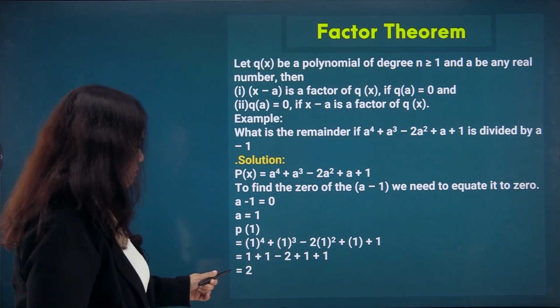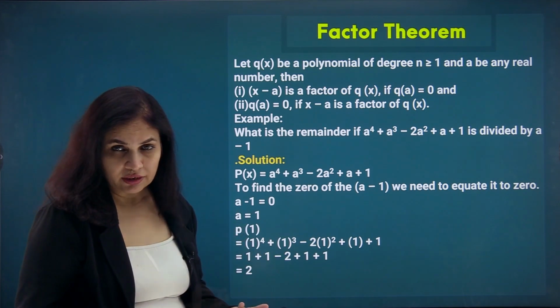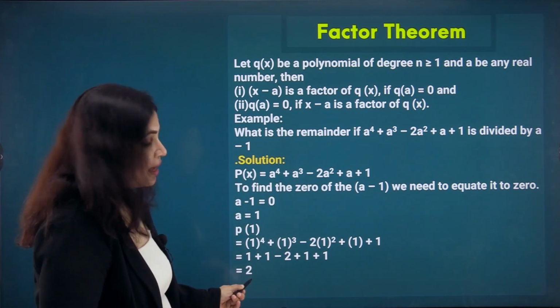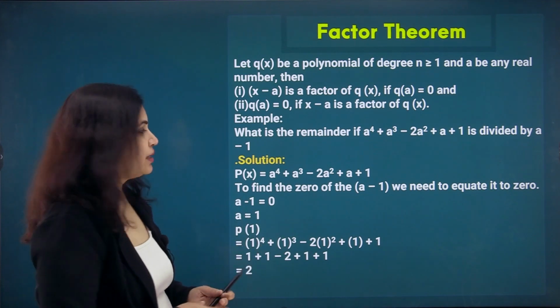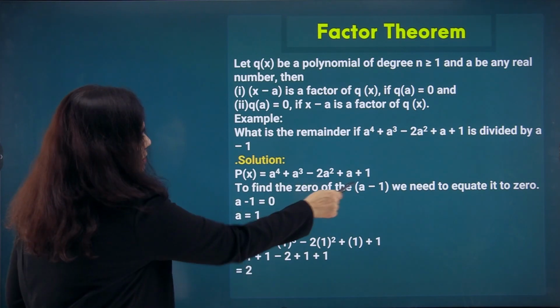2. If P(1) becomes 2, that means a minus 1 is not a factor because I am getting a remainder 2. So, as I am getting a remainder 2, it is proved that a minus 1 is not a factor of this polynomial.